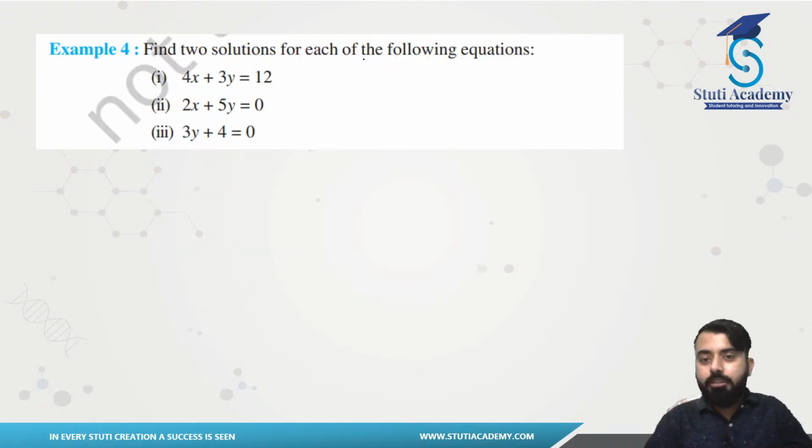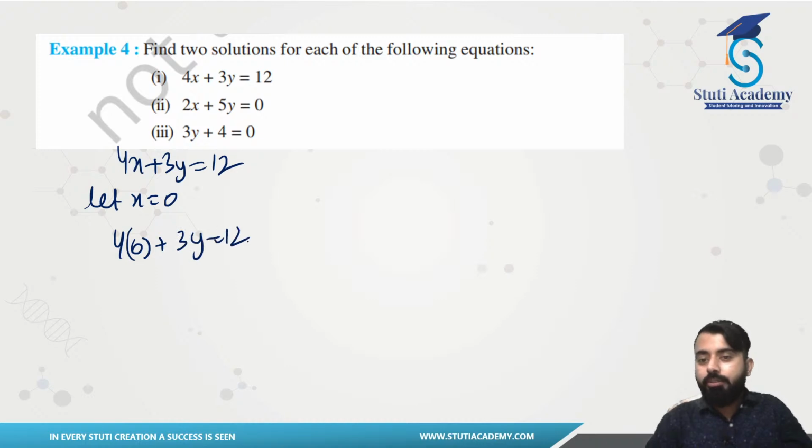We have to write 2 solutions for each of the following equations. Let's pick our first one: 4x plus 3y equals 12. Now you know the drill: we just assume one value and get the other. Let x equal 0. So 4 into 0 plus 3y equals 12, so 3y equals 12 and y will be 4. When x was 0, y was 4.